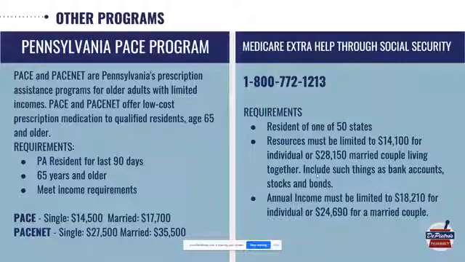So PACE is a state program. Again, Pennsylvania resident, 65 years and older. Income limits are listed there. Another one, which is through the federal government, is Extra Help, and that's through Social Security. Different income requirements. They look at resources. They don't just look at income. But just know that these programs are out there, and it doesn't hurt to at least try to see if you qualify.